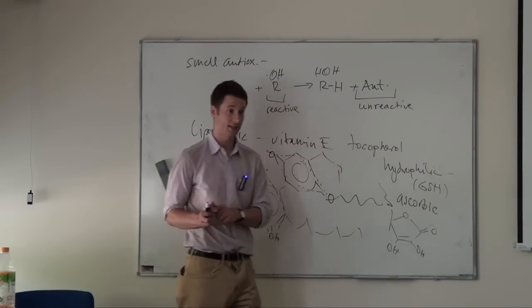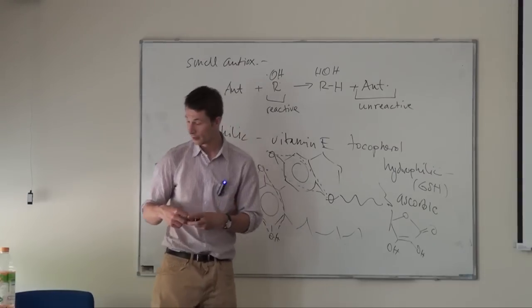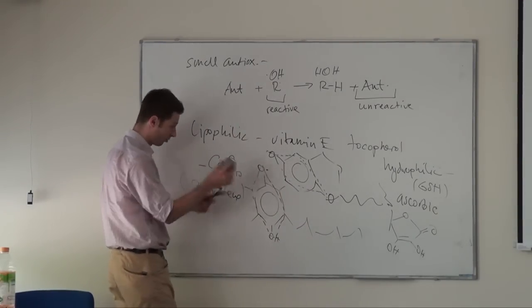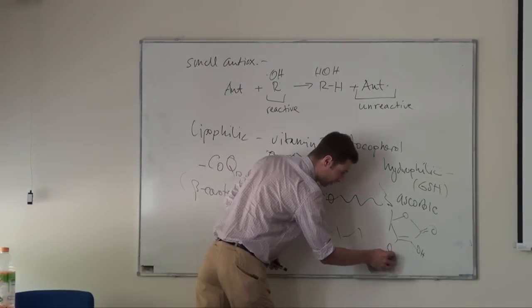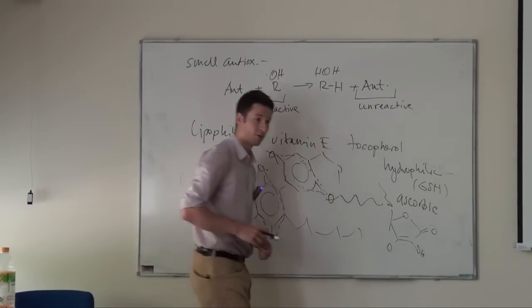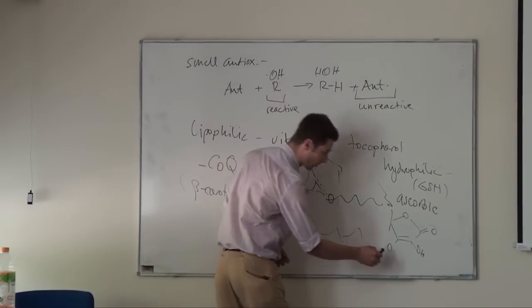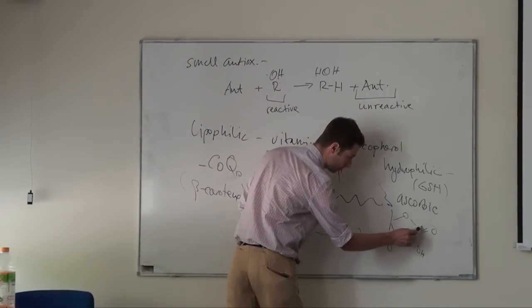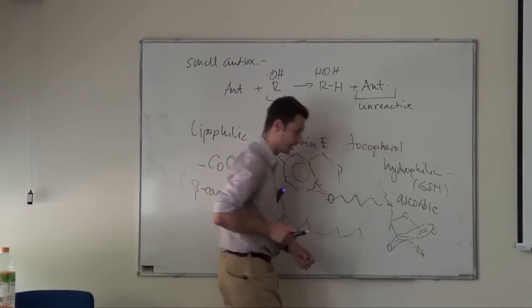Okay, this is what ascorbic acid looks like. And again, it works the same way as all the other ones. It can react with a free radical and form its own radical. And this radical is stabilized by this system of conjugated double bonds.